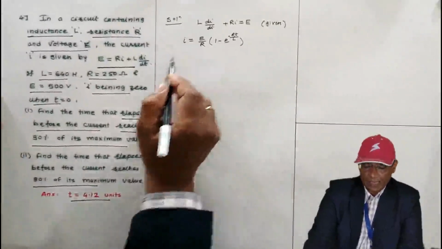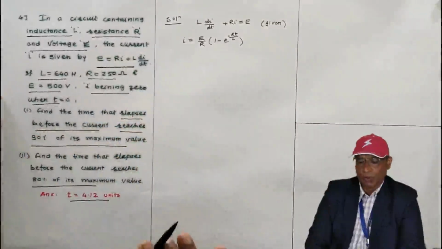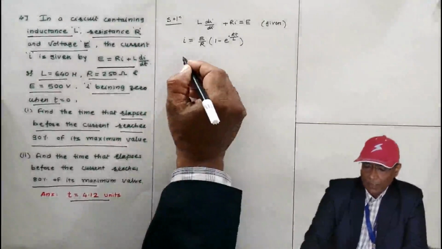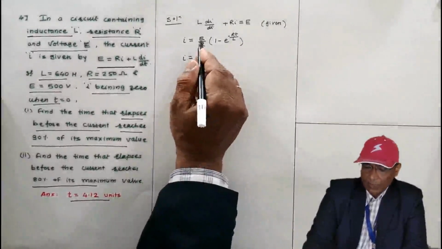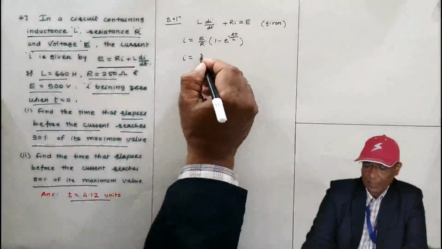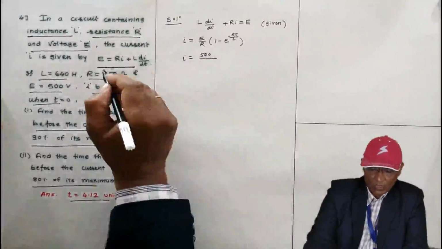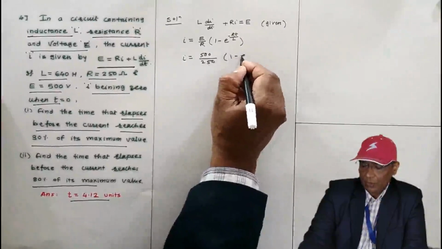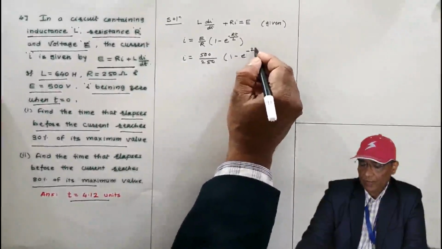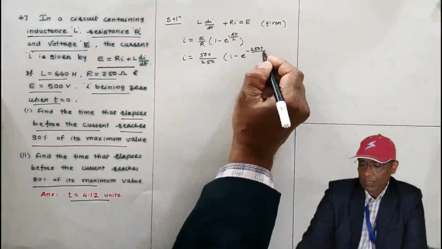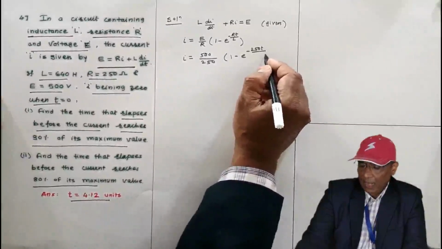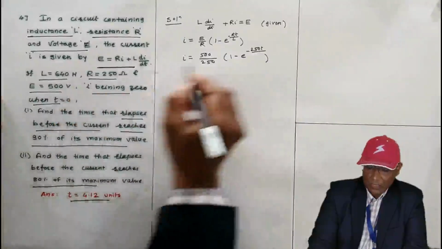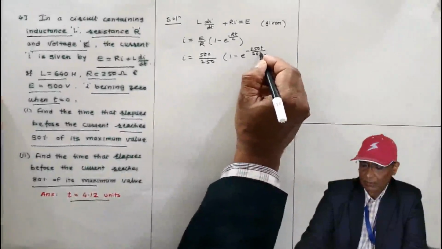This is the current at any time t. We found. Now, for this specific value given, what is E here? 500. What is R? It is 250. T is small t, the time. And L is what? L is 640 Henry.